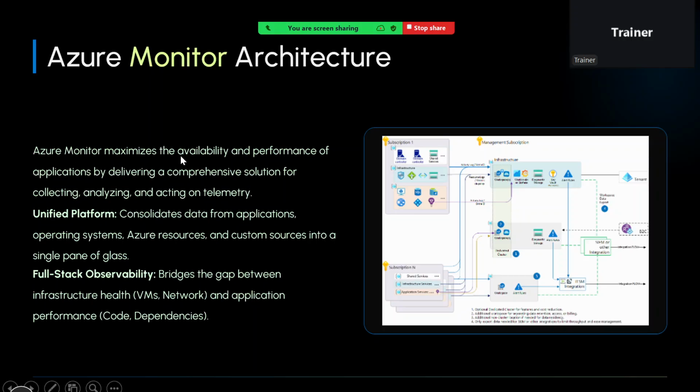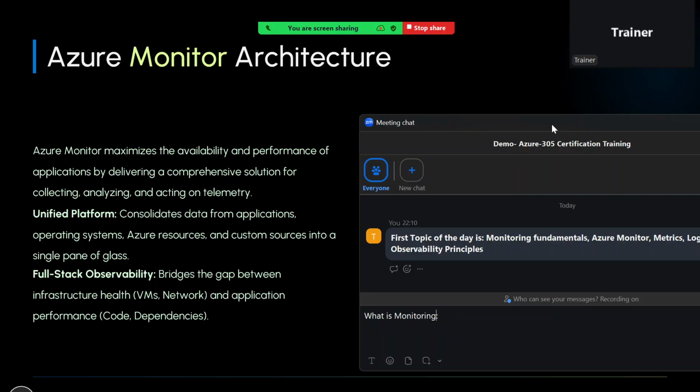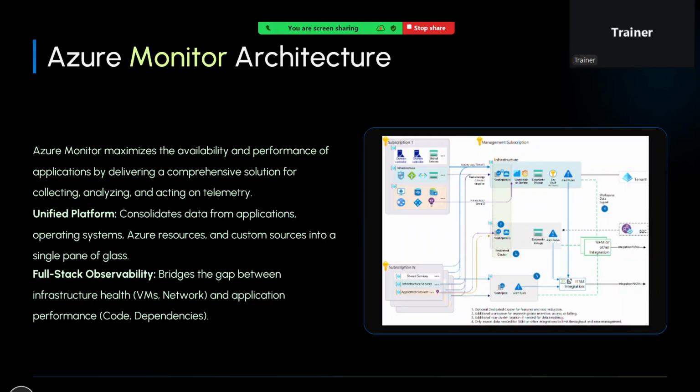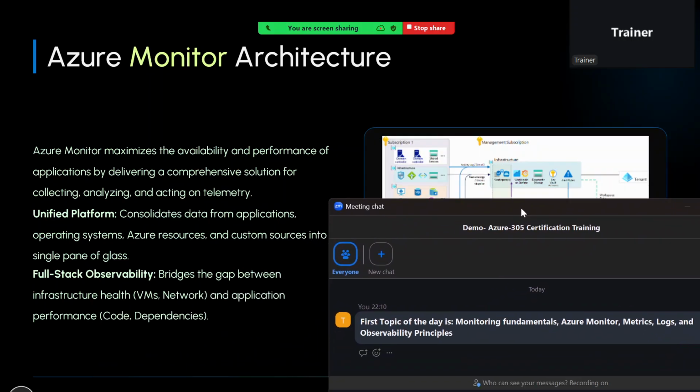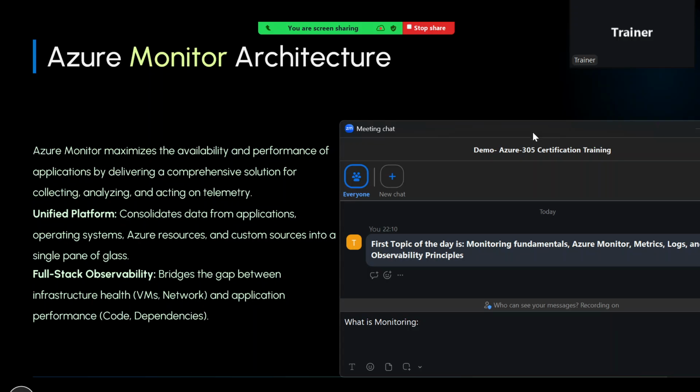Azure Monitor maximizes the availability and performance of applications by delivering a comprehensive solution for collecting, analyzing, and acting on telemetry. If I simplify, monitoring means continuously collecting information about the system, for example CPU usage, memory usage, disk usage, network traffic, application errors, and availability. So monitoring answers what is happening right now. Very fundamental.